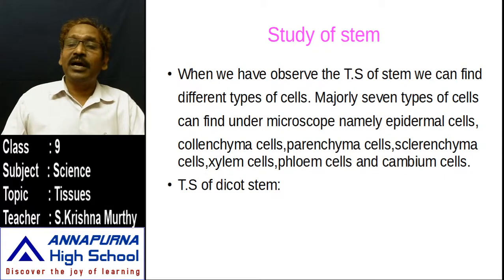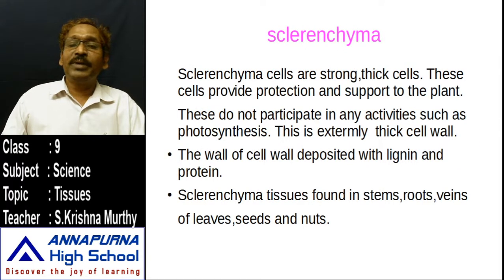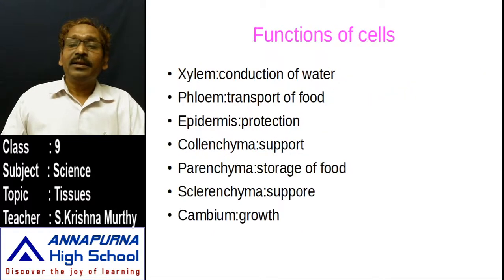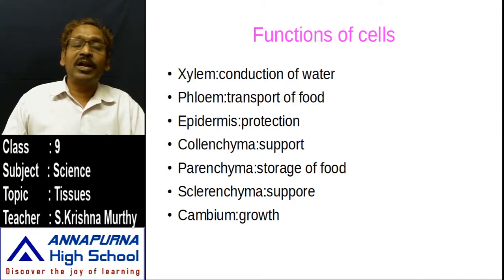Later we have to learn about the complex permanent tissue. What is the complex permanent tissue? Complex permanent tissue contains xylem and phloem. Xylem and phloem belong to complex permanent tissue. Where are the xylem and phloem? Xylem and phloem both are present in the inner part of each and every plant part. The leaf has an inner part, the root has an inner part, the stem has an inner part, the flower has an inner part, the fruit has an inner part.